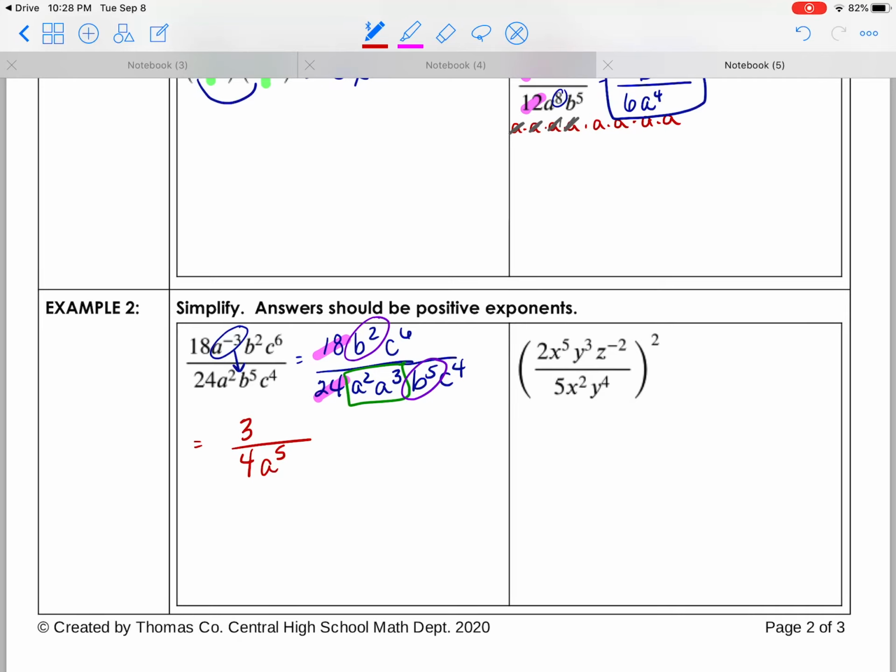But where does my b to the 3rd go? It's going to go on the side where the biggest exponent was. That would be the 5. So b to the 3rd is going to stay on the bottom.